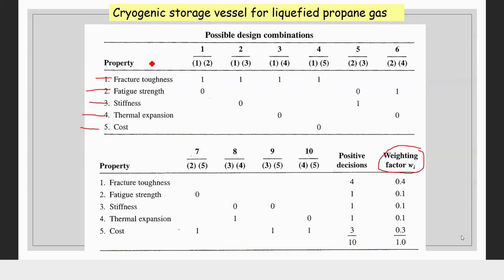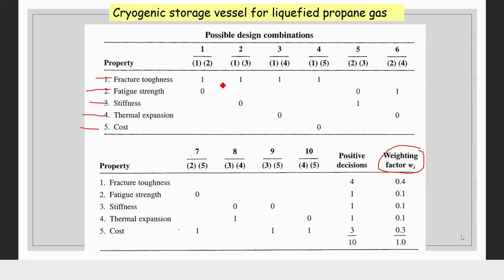Okay. So kita nak consider fracture toughness. So dia consider satu-satu. Compare toughness dengan fatigue. Which one is more important? Then dia consider 1, less important 0. Okay. Kemudian consider 1 dengan 3. 1, 4, 1, 5. Kemudian 2, 3. 2, 4. 2, 5. 3, 4. 3, 5. Gitulah. Dan 4, 5. Okay. So dia compare antara 2 property and dia move on sampai habis semua combination.